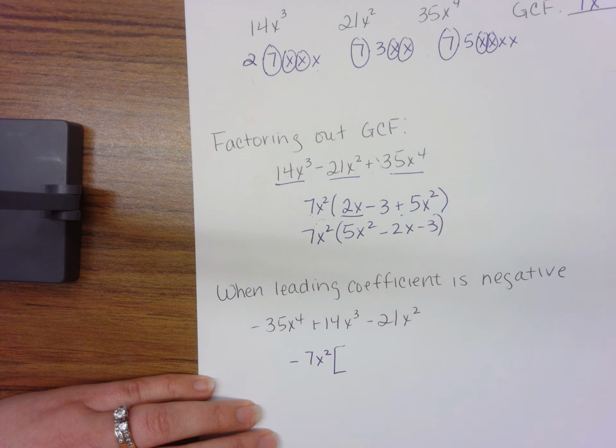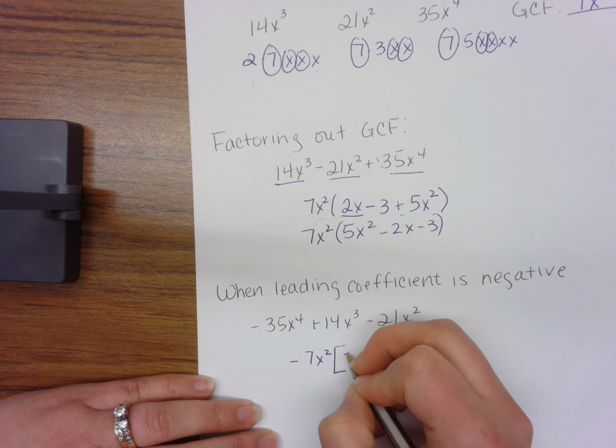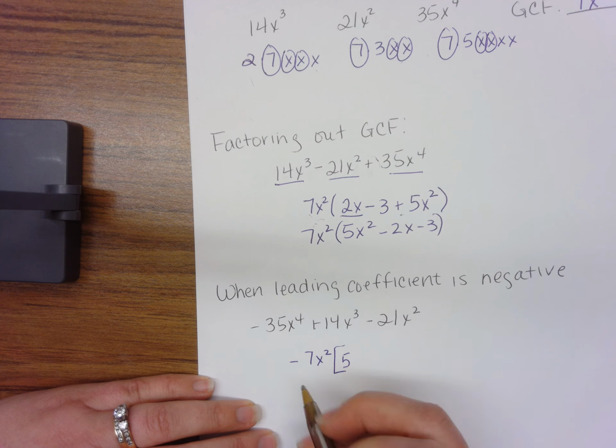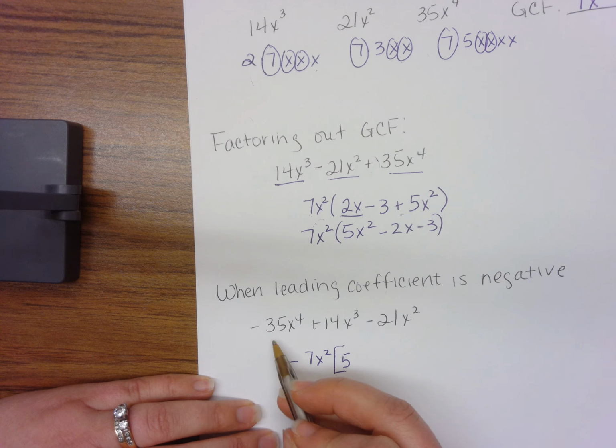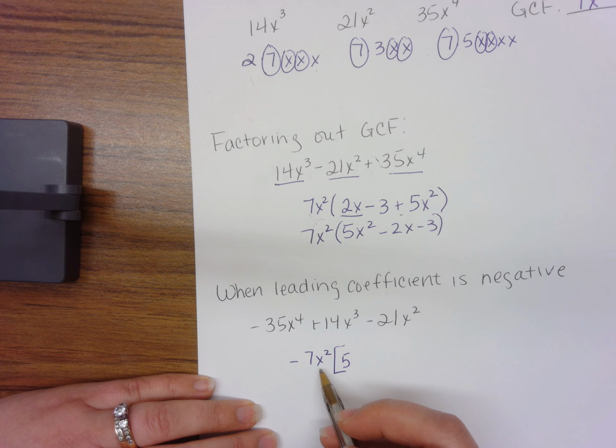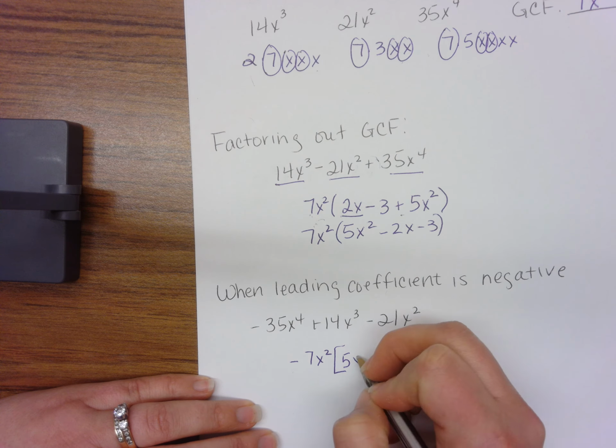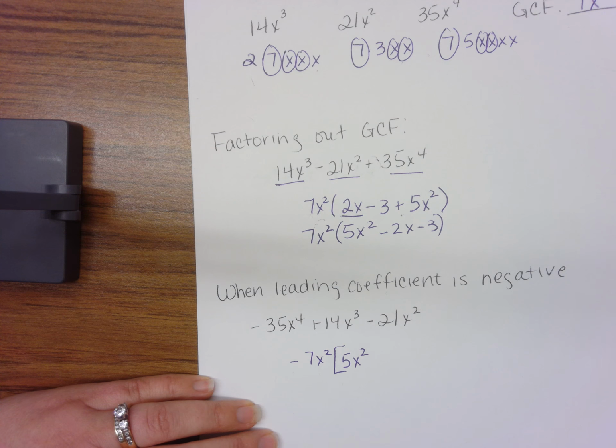Okay, so this time I'll just use a bracket. All right, so I have negative 7x squared. The first thing I need is the number. So negative 7 times positive 5 will give me negative 35x to the fourth. So this will be a positive 5 here because a negative times a positive gives me a negative. All right, so again I have x squared here. I need x to the fourth, so I'm missing 2 of them. So this is 5x squared.